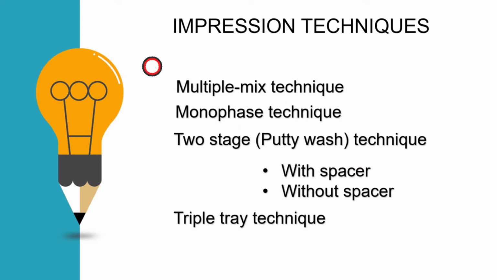Now coming to the impression techniques, we have various techniques, right? We have the multiple mix technique, we have the monophase technique, we have two stage. This is the multiple mix technique, this is single stage. In monophase we are using a single consistency material. In two stage we are taking two impressions, and that is also of two types. One we are taking with a spacer, one without a spacer, and then we have a triple tray, which we'll be seeing.